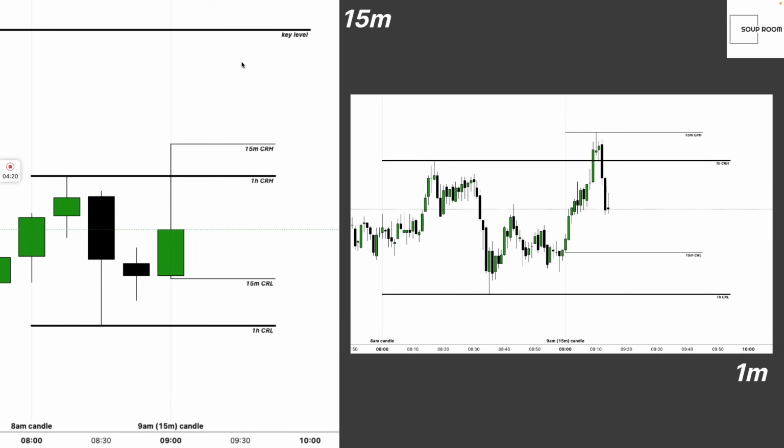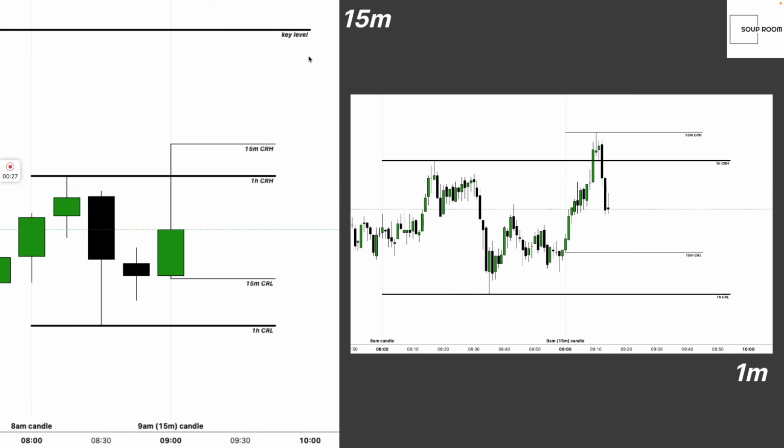Next, we hop onto the 15-minute time frame. As you can see, we draw out the high and low of the 9 a.m. candle. The 9 a.m. candle closes at 9:15. So this right here is the 1-minute time frame. As you can see, we formed the 15-minute CRT.